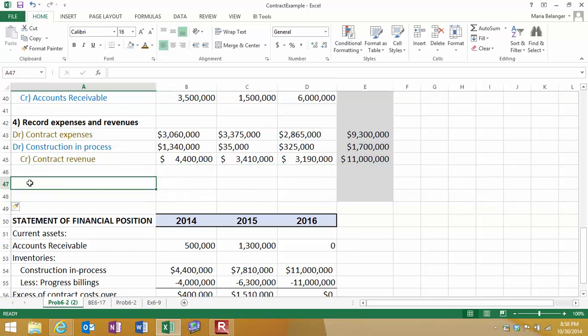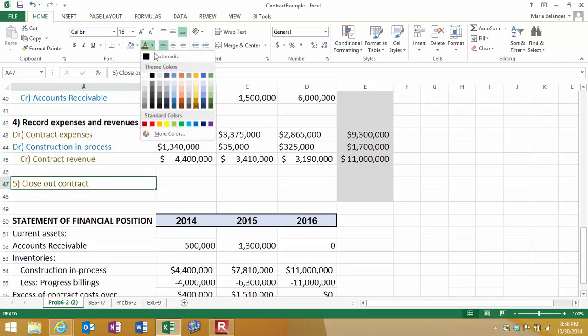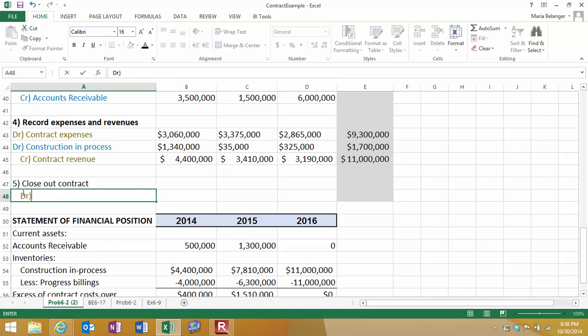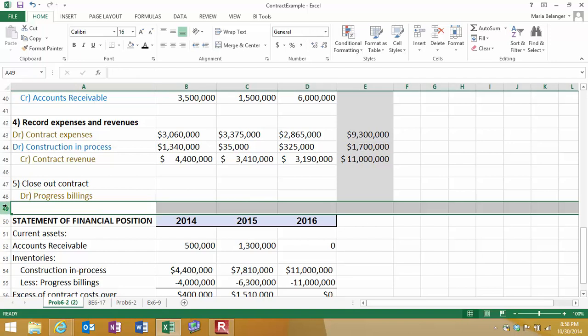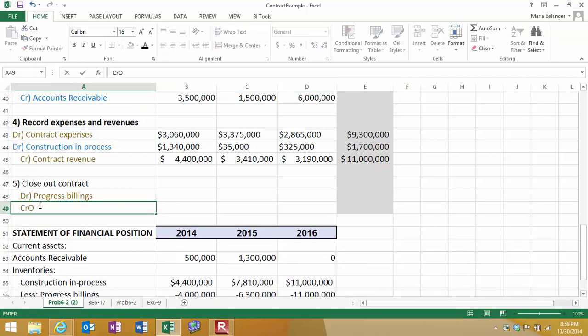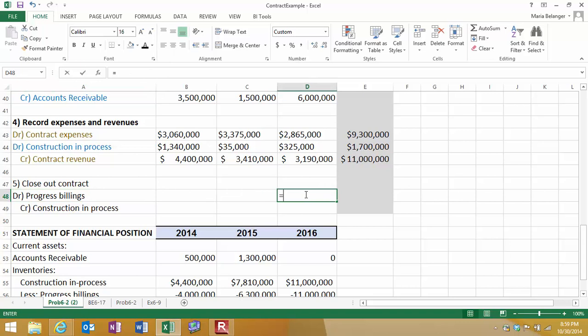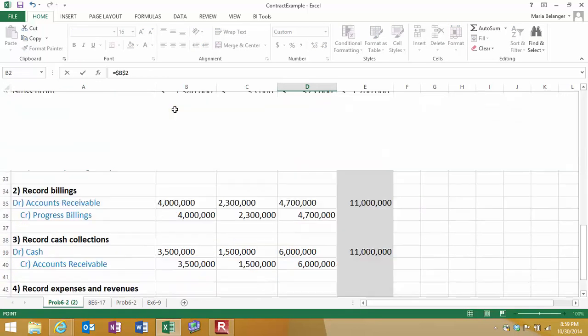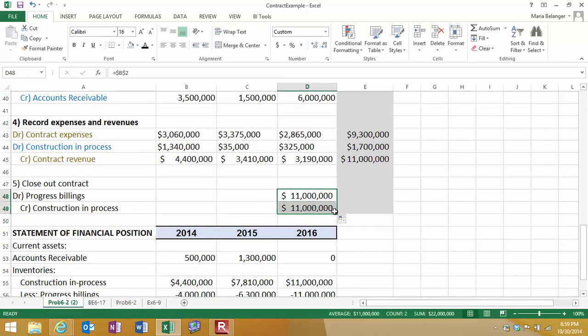So this is essentially our closing entry, but closing from the point of view of closing the contract. I'm just going to make this black and show this over here. And we're going to debit the progress billings, and we're going to credit the construction in process. Let me make both of those black right here, and I'm going to move this one over. There we go. And this happens only in 2016, and that's the value of our contract, which is now finished. I'm going to move this one over here because it's a debit.